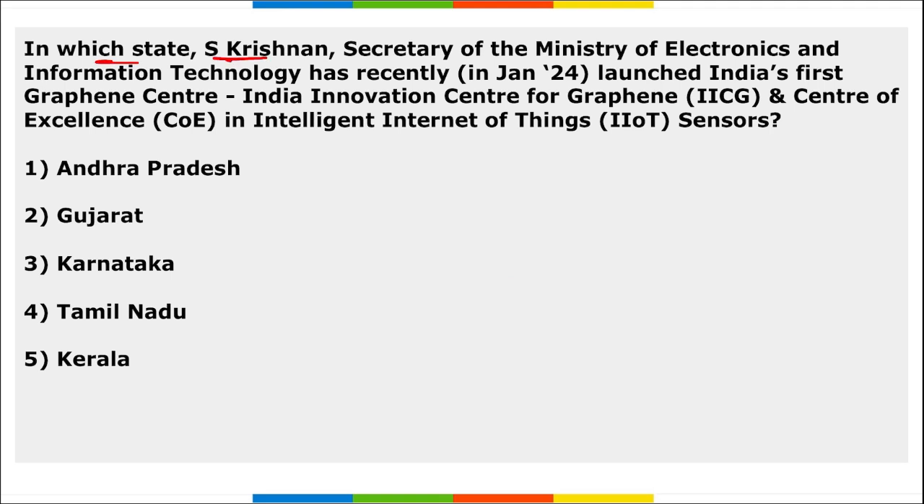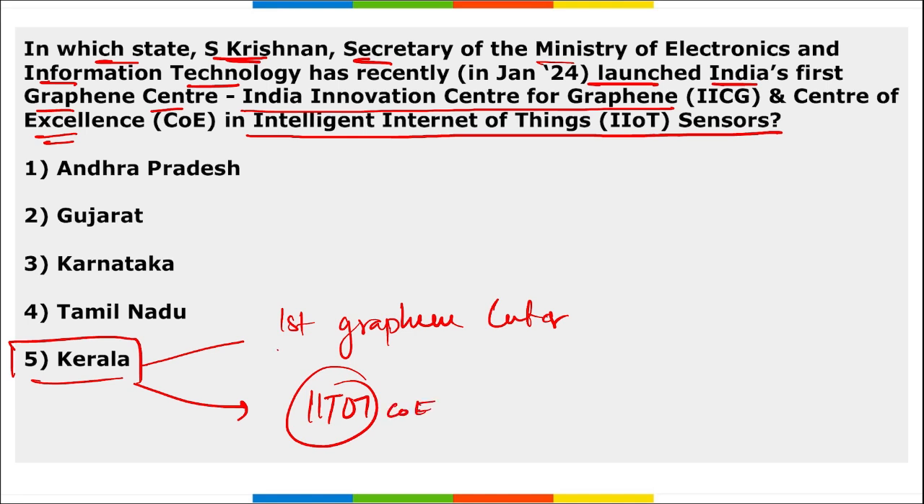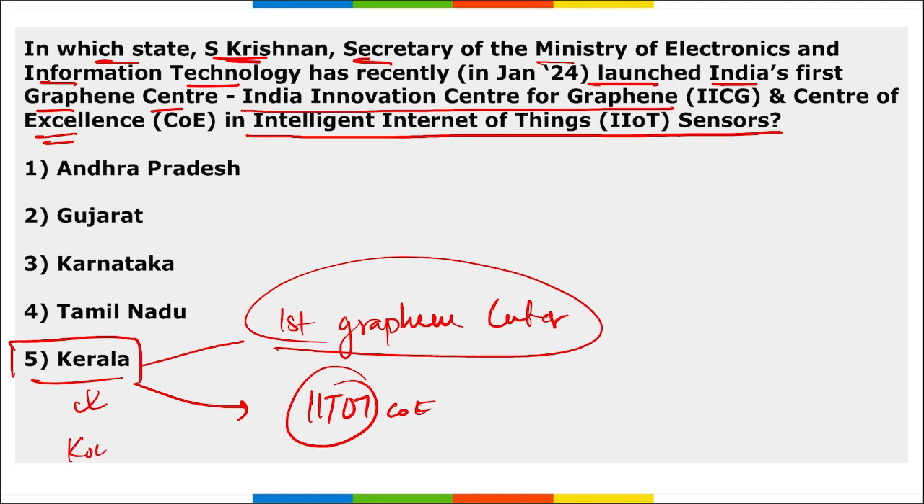Next, in which state did Ash Krishnan, Secretary of the Ministry of Electronics and Information Technology, recently launch India's first Graphene Center, that is Indian Innovation Center for Graphene and Center of Excellence in Intelligent Internet of Things Sensors? So it is Kerala. They have launched two things. First is your first Graphene Center, and second is your Center of Excellence in Intelligent Internet of Things. So this Center of Excellence and this first Graphene Center, they both will be located where? They are in Kochi, Kerala.